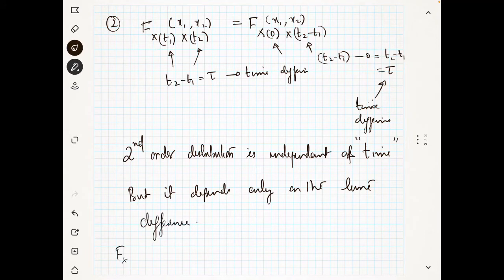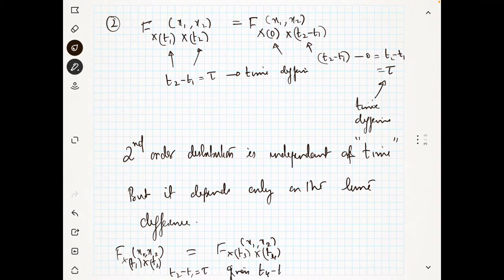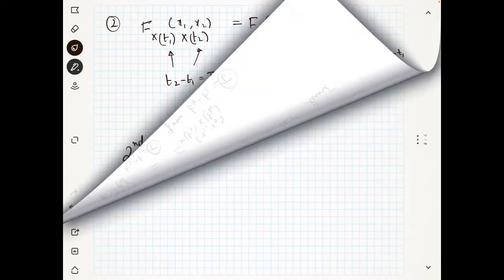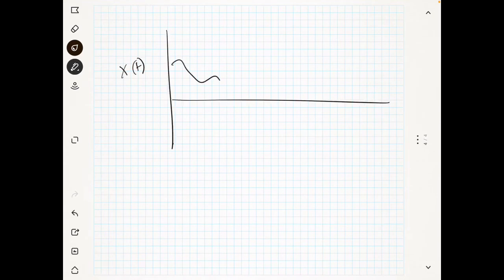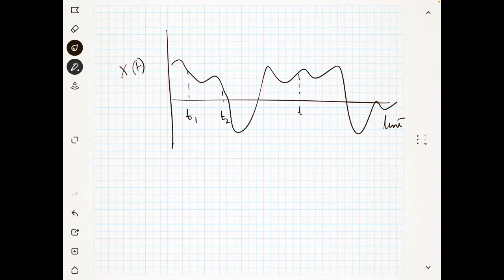That means suppose you have something like fx of t1 and t2, which takes the values x1 and x2. This will be the same, suppose t2 minus t1 is equal to tau, as fx of t3 and t4, which takes the values x1 and x2, and it is given that t4 minus t3 is also tau. If this difference is the same, it is independent of the time that you are observing, but it will depend only on the time difference, how much difference is there. That means you have a random process x of t, which is something like this. Okay, this is time. So you will observe at t1 and t2, and you observe at another time t3 and t4. Suppose this difference is tau, this difference is tau, then the second order distribution will be the same for both.